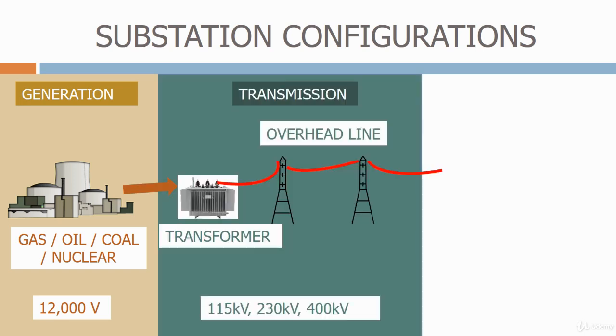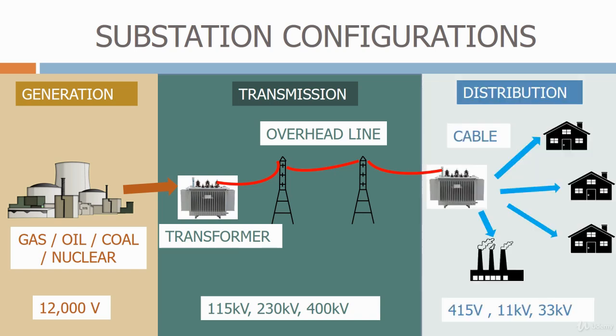We then have the transmission network, where the 12,000 volts produced by the power station is stepped up to a higher voltage using a transformer. We step up the voltage to minimize the losses on the network and increase the amount of power that can flow through it. The power is then distributed over the transmission network using overhead lines and cables. The typical transmission voltages are 115 kV, 230 kV or 400 kV.